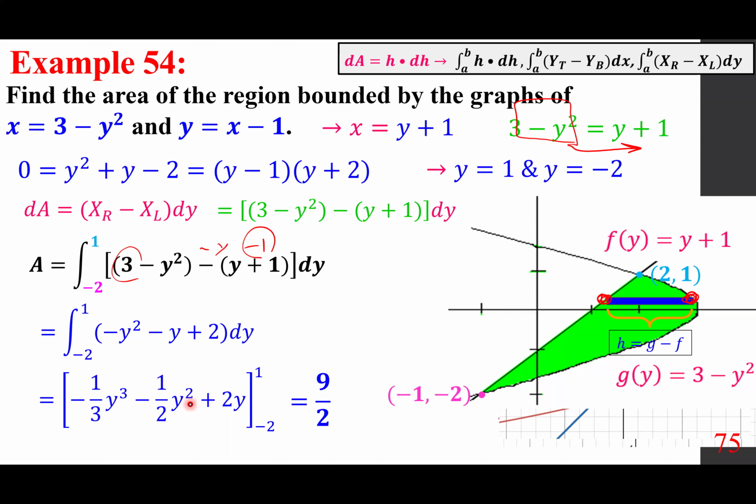It's pretty straightforward. A quick recap. The function, and we're going to call this curve g of y, 3 minus y squared. And the line, we're going to call it f of y, y plus 1. The curve is completely on the right side of the line from the bottom to the top. That's why we use x sub right minus x sub left for the length. What is the width? dy. So dA becomes the length times dy.